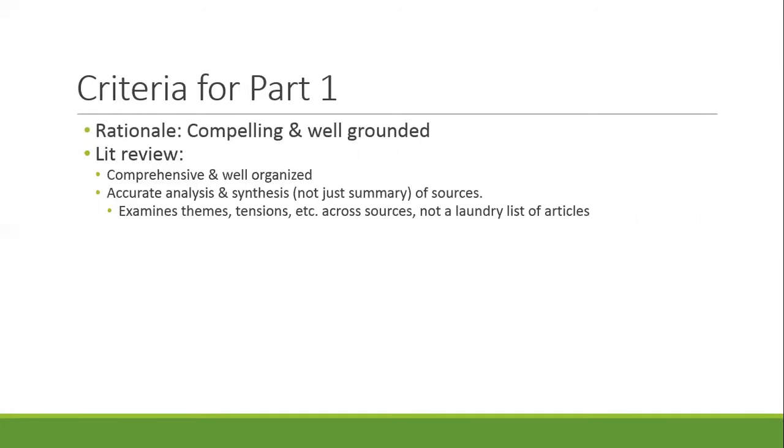In terms of the criteria for Part 1, and then I'll stop and answer any questions you have. What I'll be looking for here is that your rationale is compelling and well-grounded. So that is your rationale, it makes sense why you're proposing this, and it's connected to the literature. For your lit review itself, it should be comprehensive and well-organized. It needs to be accurate, including both analysis and synthesis, not just a summary of your sources.